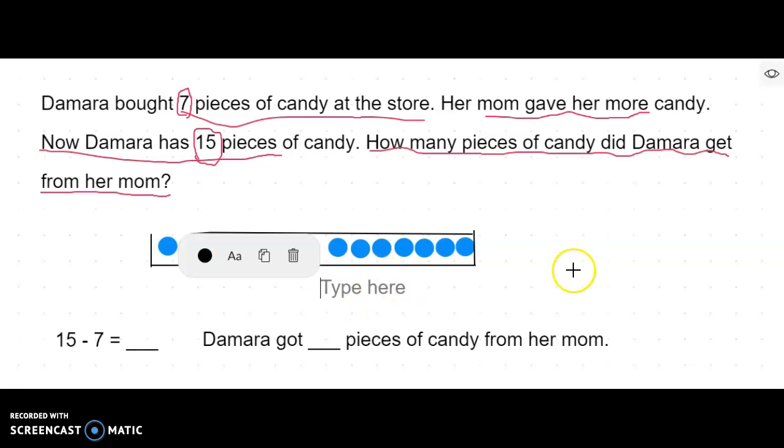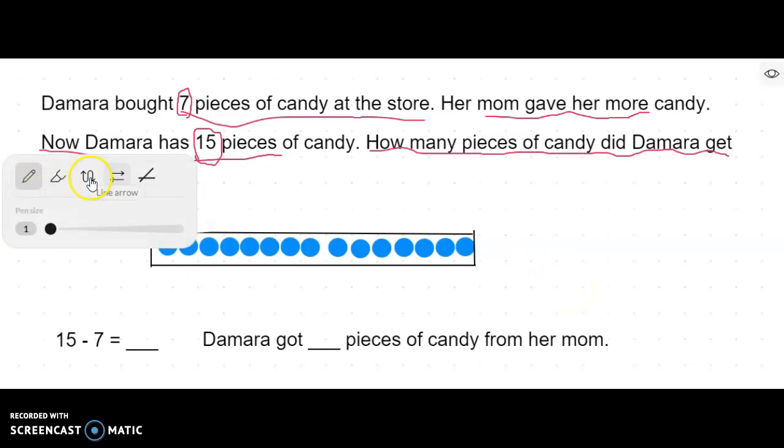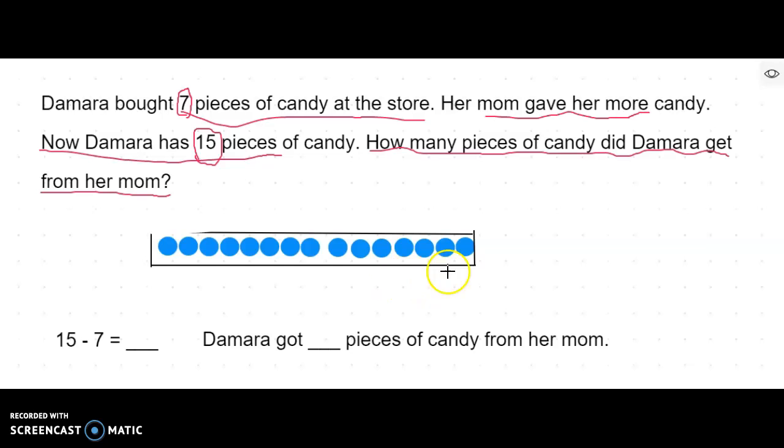Okay, so I know 15 is my whole, but we actually put the whole up top because I need to break the tape diagram into my 2 parts. And I know that one of my parts is 7. So let's find my part that's 7. 1, 2, 3, 4, 5, 6, 7. Okay. I've broken that up into the 2 parts.